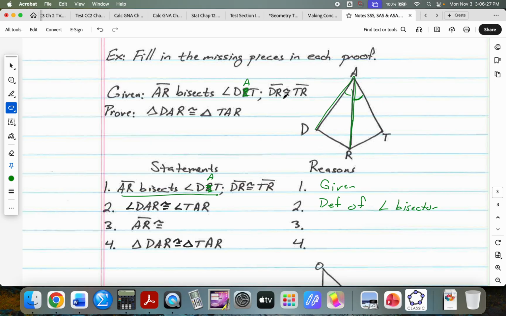And if I make that change, crud, I should have changed this instead. I'm going to have to change this. Let's make that DA and TA. Again, I apologize. I didn't realize that that was wrong. DA is congruent to TA. What are we going to say that segment AR is congruent to? AR. By the reflexive property. Exactly.